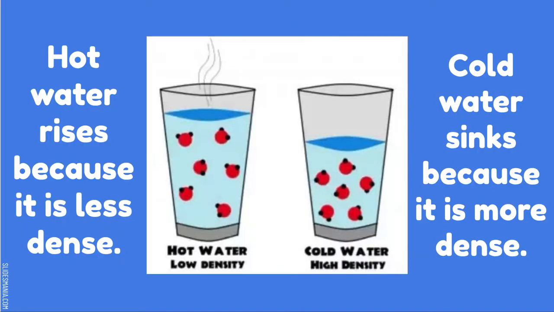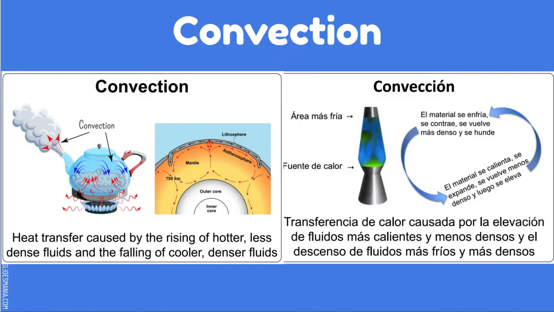The reason that cold water sinks is because the cold water, right here you can see the molecules, they're more packed together, meaning that they're more dense. That is why it sinks. Hot water, on the other hand, is less packed together, less dense, and because of that, it is rising up. And that is how convection works.